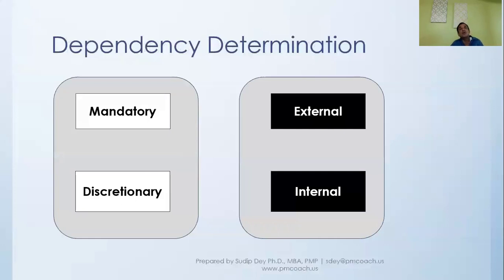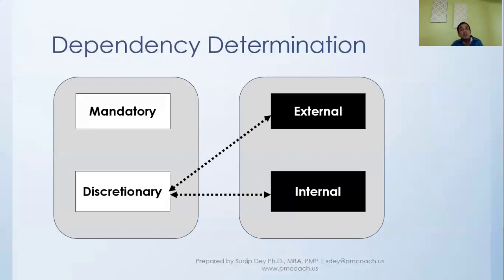And in that case, you are dependent on some external entity, and that's an external dependency. But if this test setup is being done by your project team, then it is an internal dependency. So dependencies from that perspective can be external or internal. And when we look at that, you can have mandatory, which is external, or mandatory, which is internal. Similarly, it can be discretionary, which is external, and discretionary, which is internal.